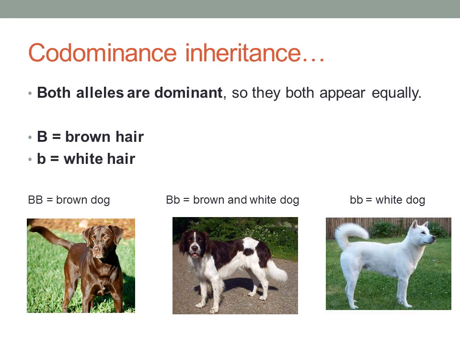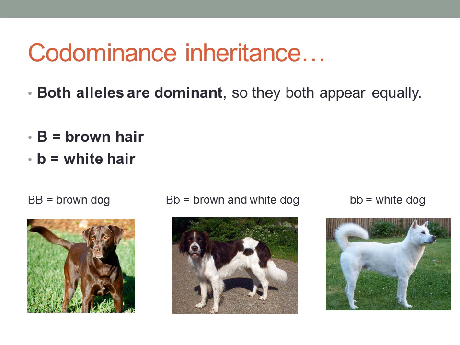Okay, now we're going to go into different types of inheritance. Here are some of the exceptions. One is codominance. Codominance occurs when both alleles are dominant. So you might have brown hair and white hair genes. However, one is not weaker than the other. They are both dominant, so they actually appear equally.